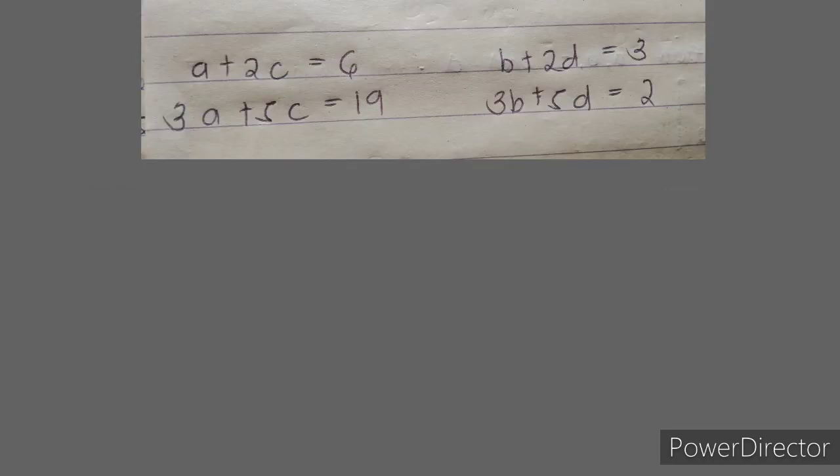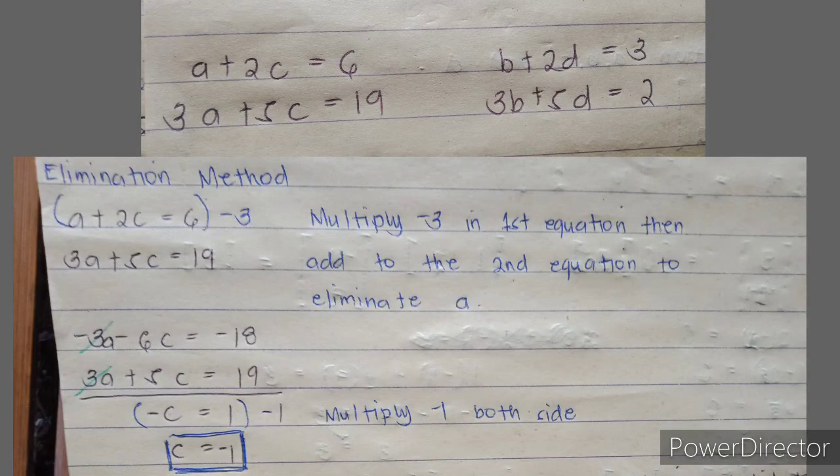To solve for the value of C, I will use the equation A plus 2C is equal to 6 and 3A plus 5C is equal to 19. I will use the elimination method. First, multiply negative 3 in the first equation, then add to the second equation to eliminate A, where A plus 2C is equal to 6 multiplied by negative 3. Then we get negative 3A minus 6C is equal to negative 18.